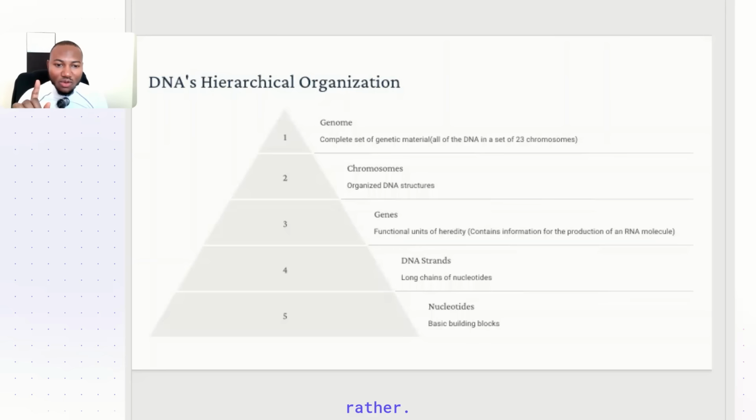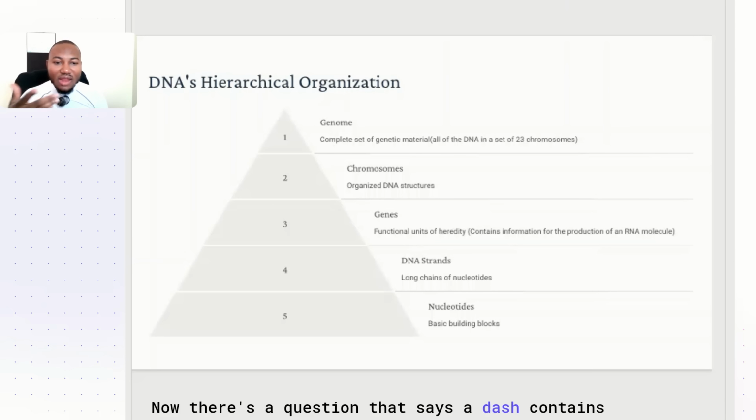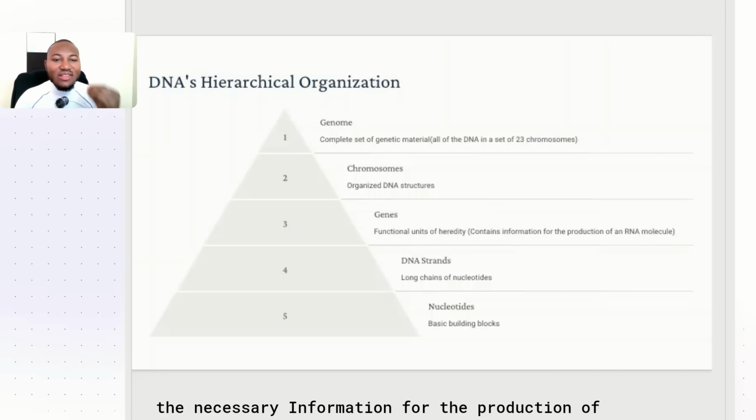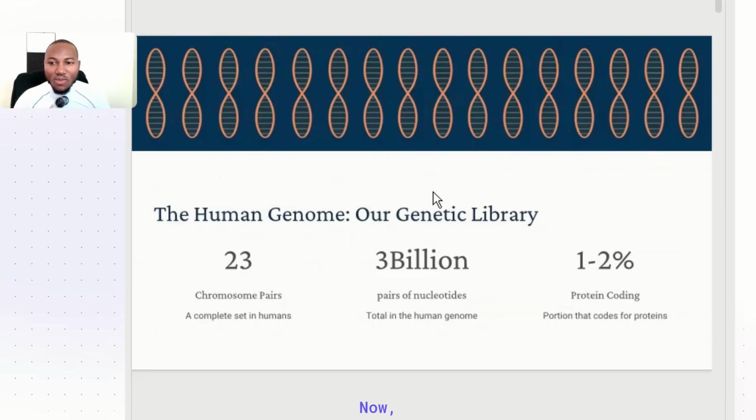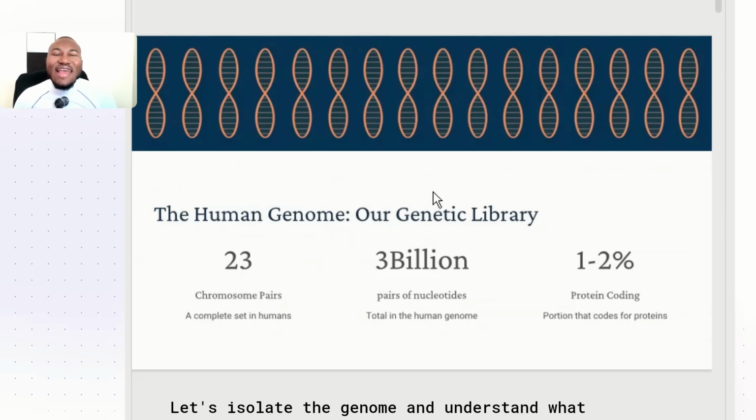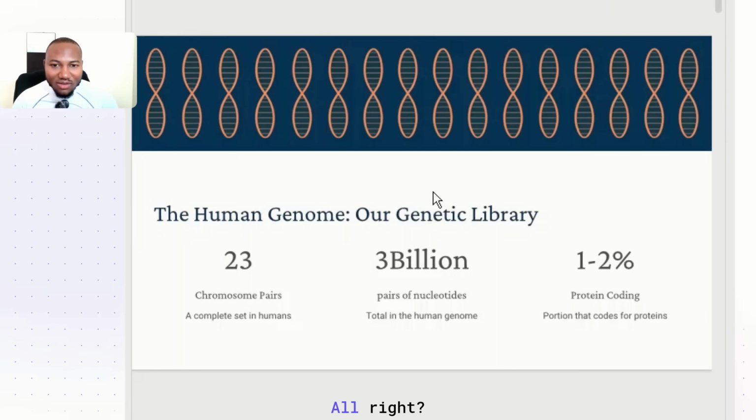Pointed questions, rather. Now, there's a question that says, a dash contains the necessary information for the production of molecules of RNA. What is the answer? Gene. It's there on the slide. All right? Okay. Now, let's isolate the genome and understand what genome is. Genome is more like the library, the genetic library, contains everything, all right?